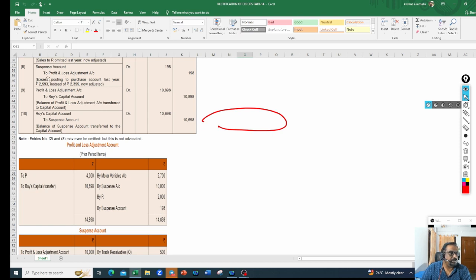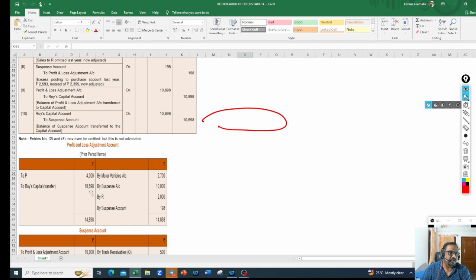No, one more entry is also there. Sorry, suspense account debit to profit and loss adjustment account 198. So profit and loss adjustment account is credited to the extent of 198. So you total this. Credit is higher side 14,898. Put the same total here and deduct 4,000 and you get 10,898.